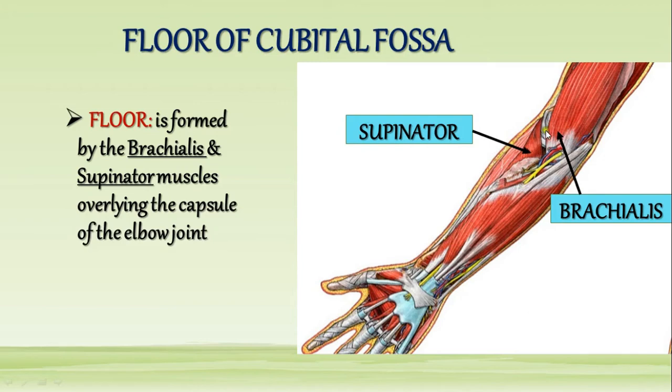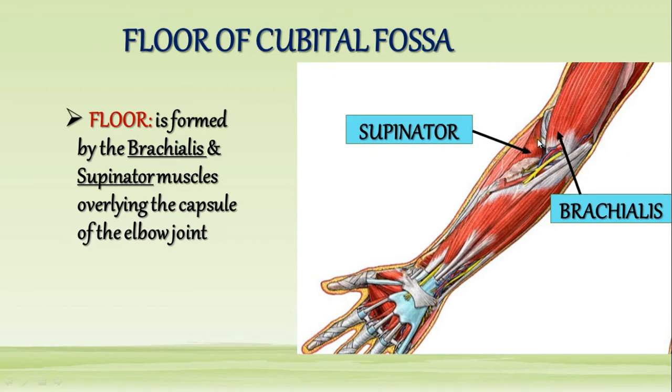The floor of the cubital fossa: when we remove the neurovasculature, we observe that two muscles are present in the floor of the cubital fossa. The first is the brachialis muscle, which is a muscle present in the anterior compartment of the arm. Another muscle present in the floor of the cubital fossa is the supinator muscle. These two muscles are present just above the capsule of the elbow joint.